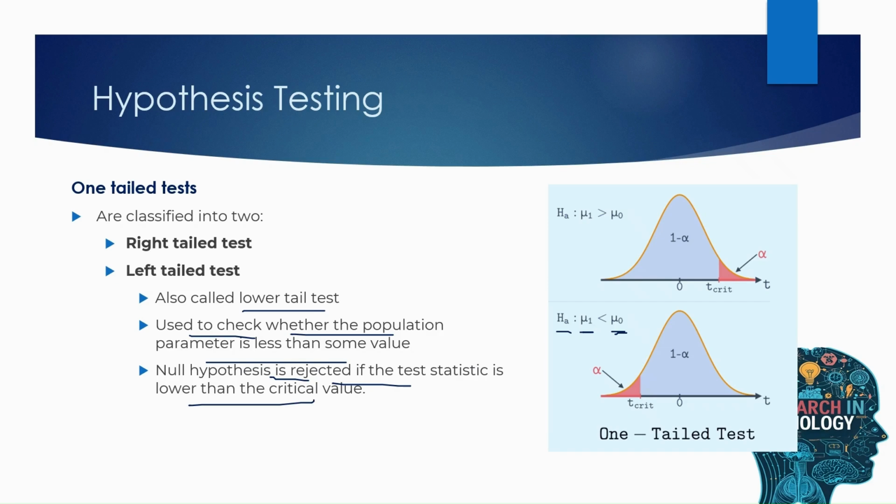See here, now towards the left. Here according to the number line, this is -1, -2, your values are decreasing. And your critical value is what? Is higher than the test statistic. So what happens? Null hypothesis is rejected. Okay. Here null hypothesis is rejected if the test statistic is lower than the critical value. Okay. So this is the left tail test.